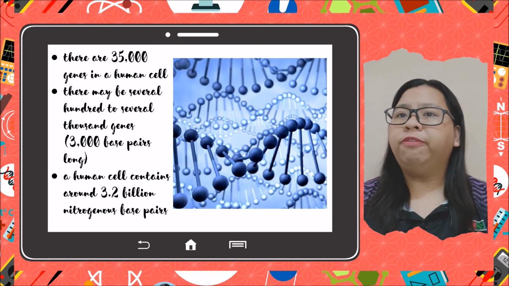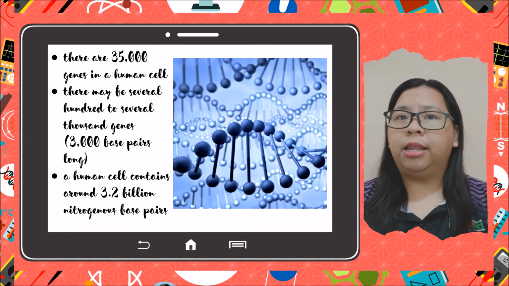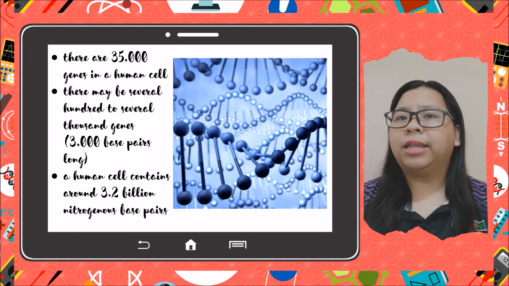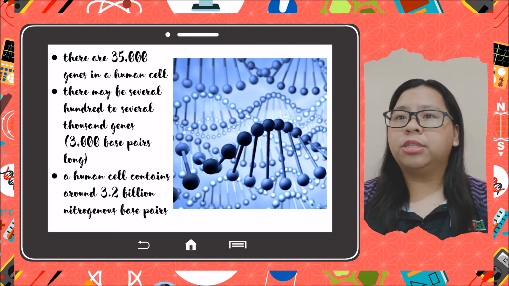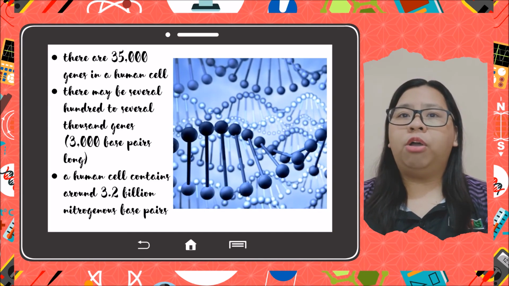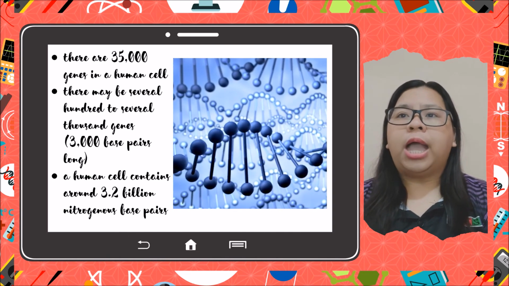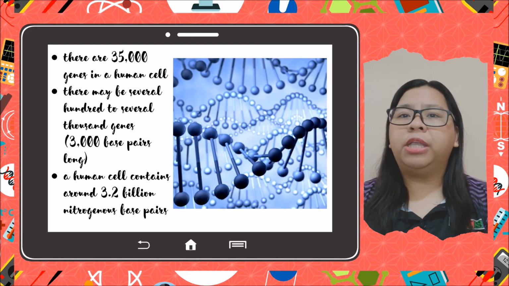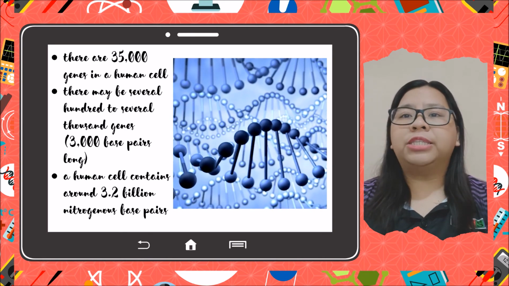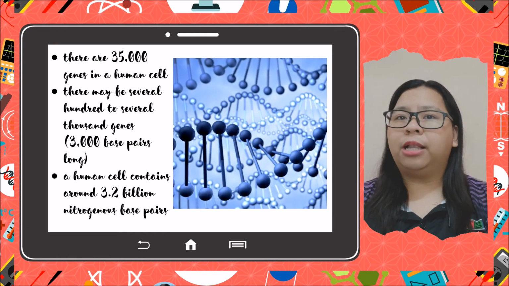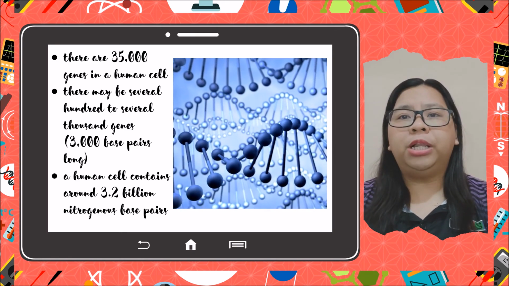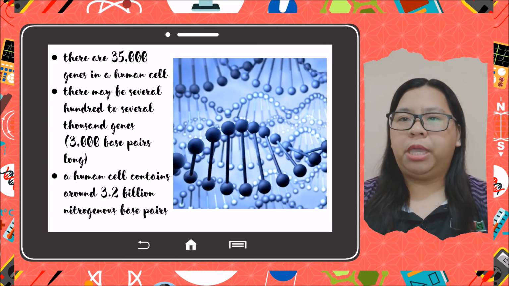Thus, with around 35,000 genes in a human cell, there may be several hundred to several thousand genes that are linearly arranged along the entire length of every chromosome. On average, a gene could be 3,000 base pairs long. A complete set of chromosomes in a human cell contains around 3.2 billion nitrogenous base pairs.